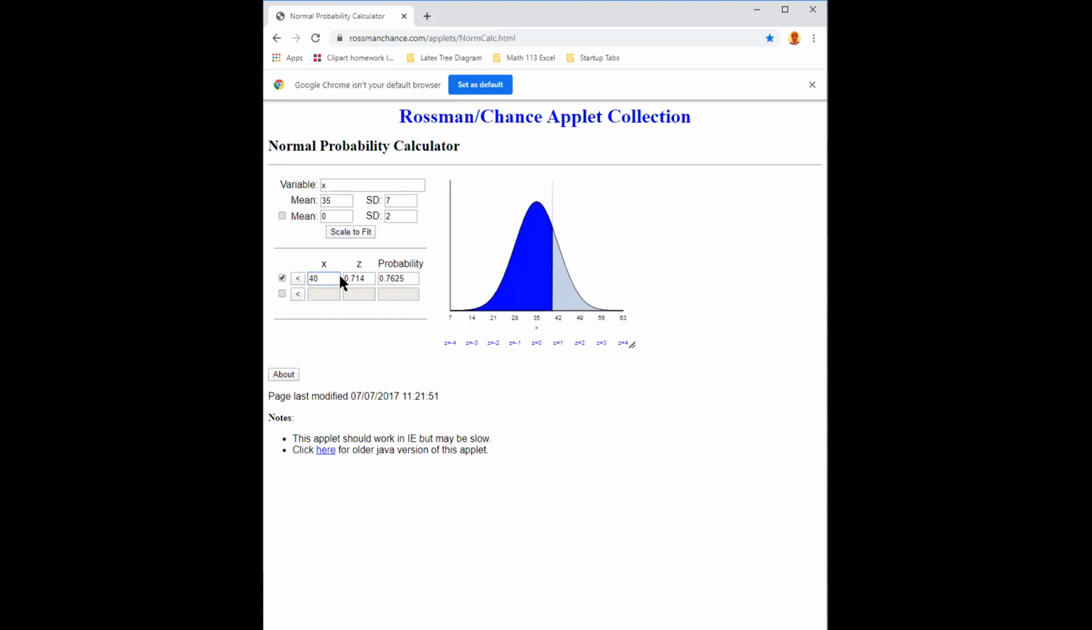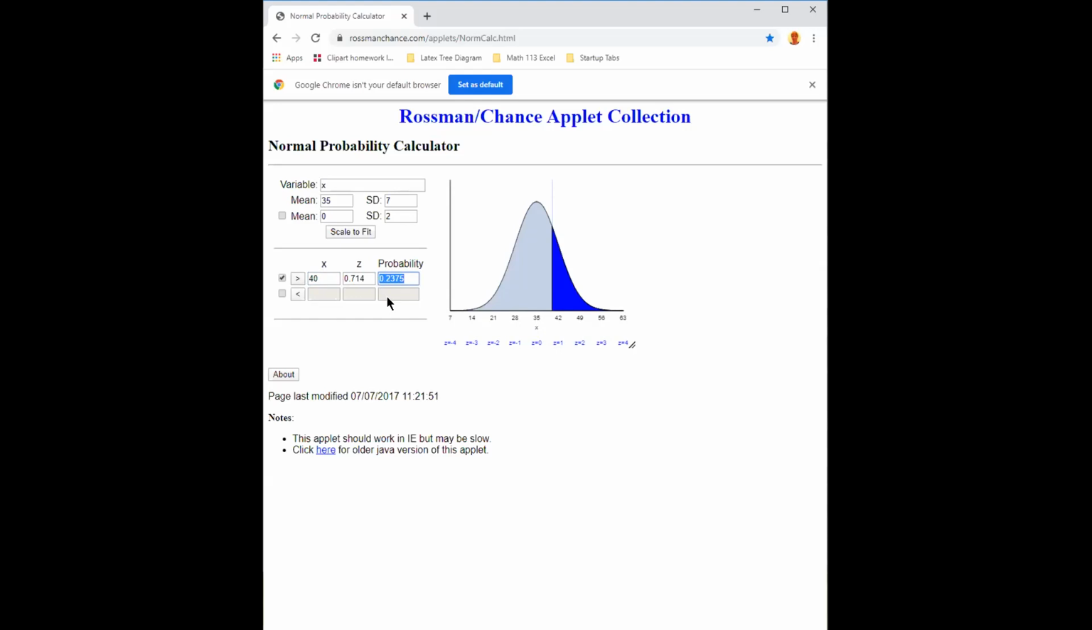And what we see is it highlighted at 40, but it highlighted everything below 40. And we're interested in when the interview is 40 minutes or longer. So I'll click the inequality sign here and flip it over. So now it's highlighting 40, 41, 42, everything that's more than 40 minutes, which is what I want. And so that gives me this probability of 0.2375. Okay, so that's where I got that answer for part 2.